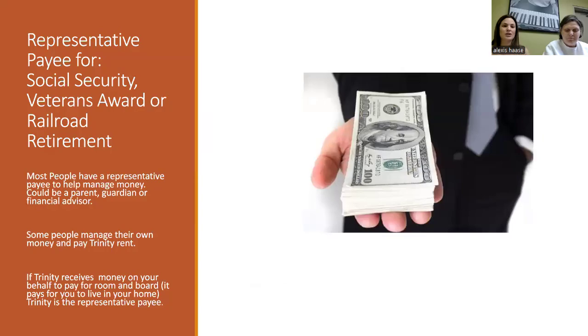Representative payee for Social Security, Veteran Award, or Railroad Retirement. Most people have a representative payee to help manage money. It could be a parent, guardian, or financial advisor. Some people manage their own money and pay Trinity rent. If Trinity receives money on your behalf to pay for room and board, it pays for you to live in your home. Trinity is the representative payee.